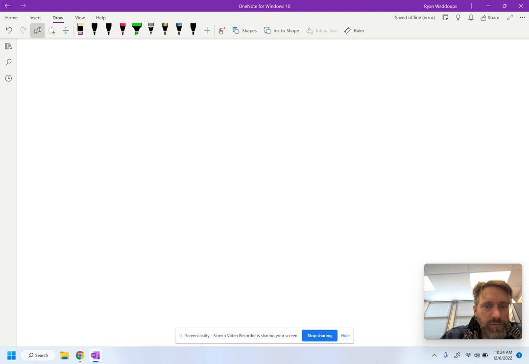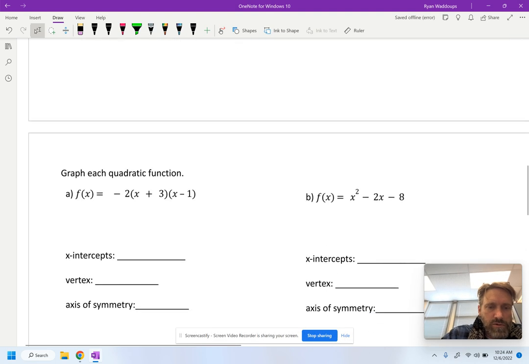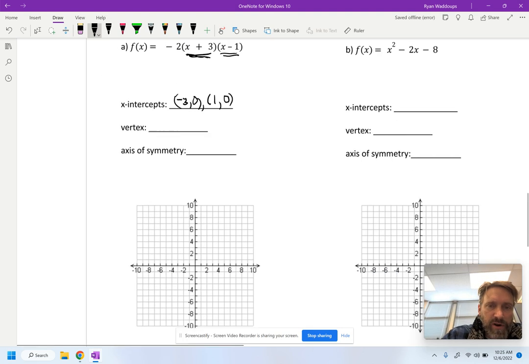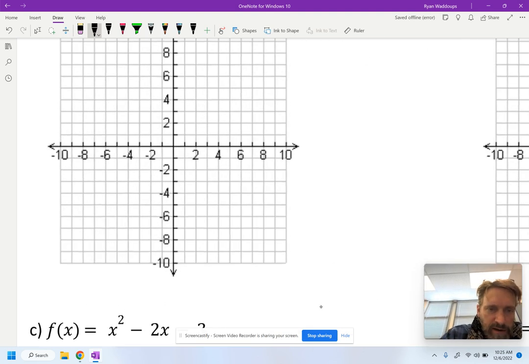Negative 2 times x plus 3. So first of all, what are the x-intercepts? Well, what value of x makes x plus 3 equal to 0? And that would be negative 3, comma 0. And x minus 1, what value of x makes that equal to 0? And that would be positive 1, since it's already minus 1. 1, comma 0. So our x-intercepts are negative 3 and 1. Negative 3, comma 0 and 1, comma 0.